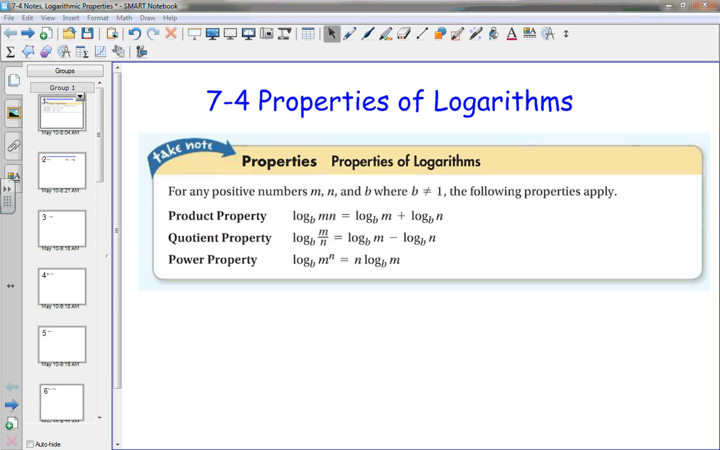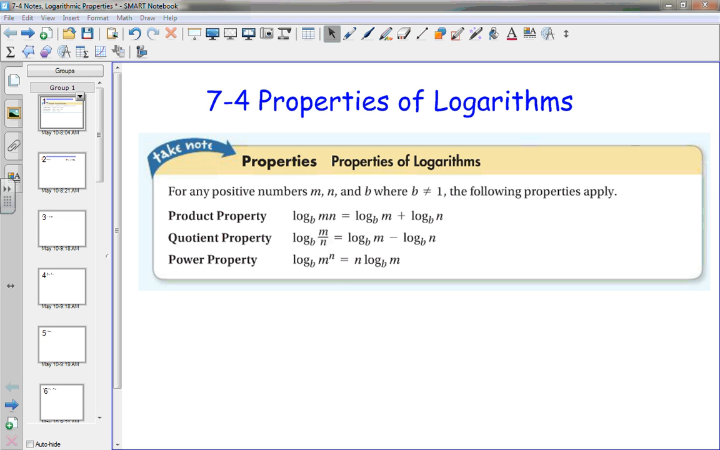Okay, chapter 7-4, properties of logarithms. Now, we have 3 different properties of logarithms that you have to remember. What this says is for any positive m and n, meaning the values m and n are the big numbers, and a base b that's greater than 1, the following apply. Log base b of m times n.